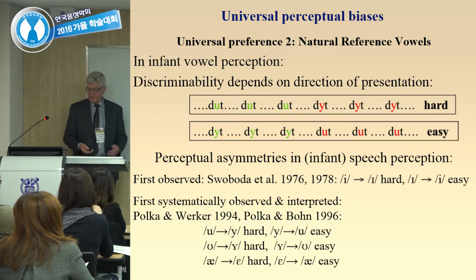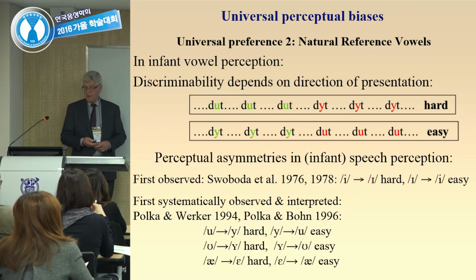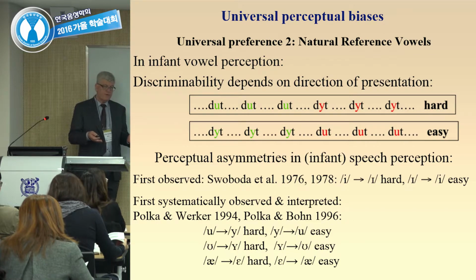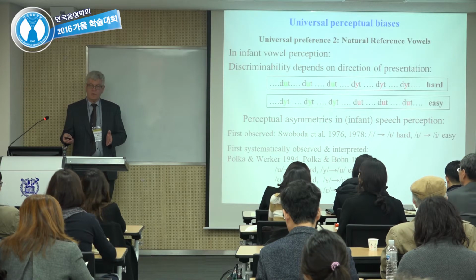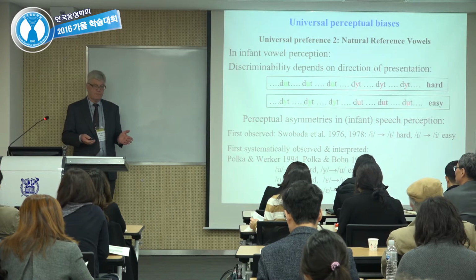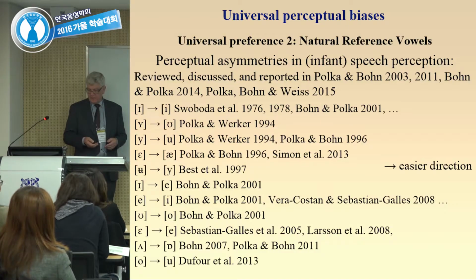Our minds work asymmetrically. This was first observed but not really discussed a long time ago by Swoboda with infants, who found that the change from E to I is hard, but from I to E is easy. Then Linda Polka and Janet Werker, and later in the first study that I did with Linda Polka, we found that for all the vowels that we tested, one direction was hard and one direction was easy. And then we became more interested in this because there were hypotheses around that had something to do with the influence of the native language, and we didn't quite see how this could fit with our results.